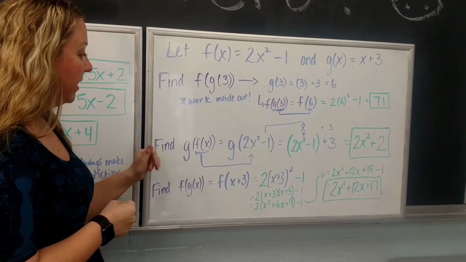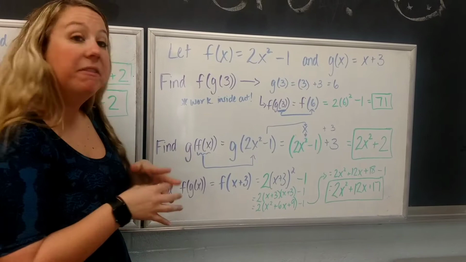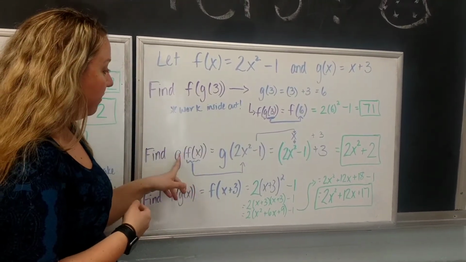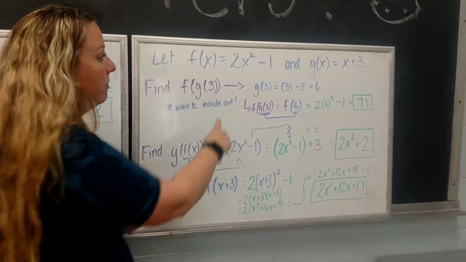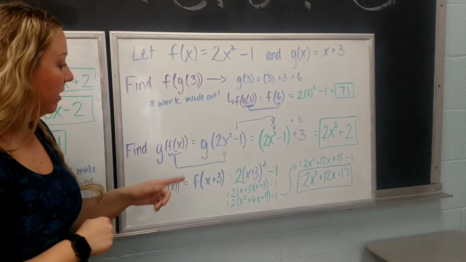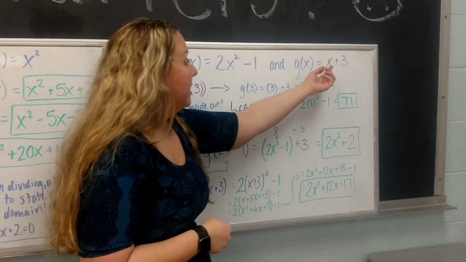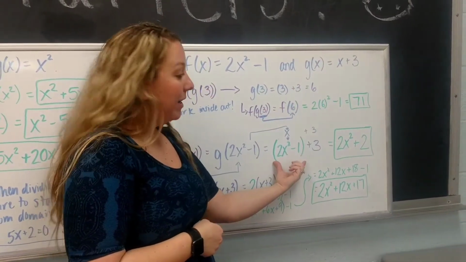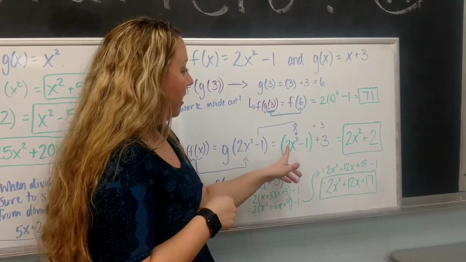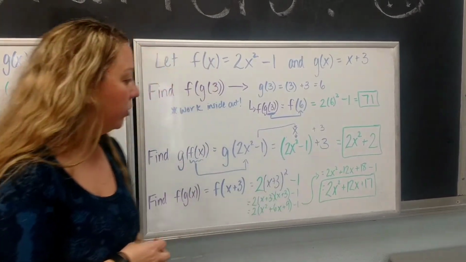My second equation says find g of f of x. Instead of a number this time, we have a variable, which means we're going to get an equation answer instead of a number answer. F of x is on the inside, so I'm going to take this f of x and put it in for the x in the g of x equation. So I have g of 2x squared minus 1, which means instead of this x, I'm going to put in 2x squared minus 1, and then the plus 3 carries along. So I have 2x squared minus 1 plus 3, and combining like terms, I get 2x squared plus 2.